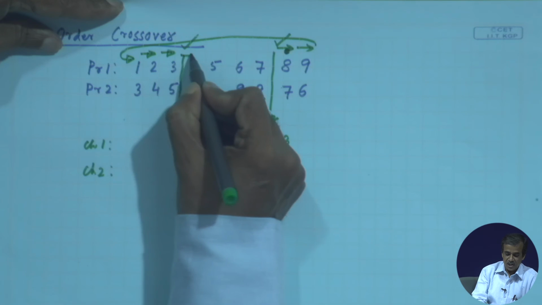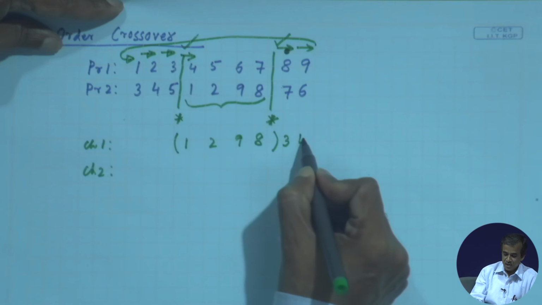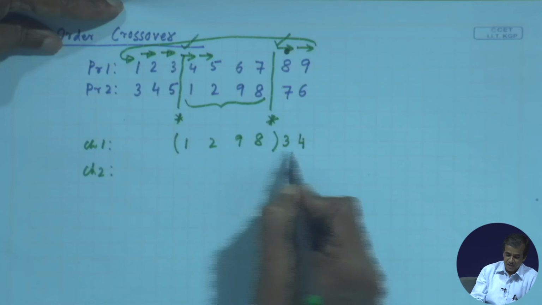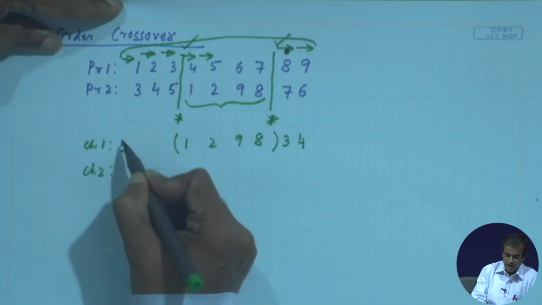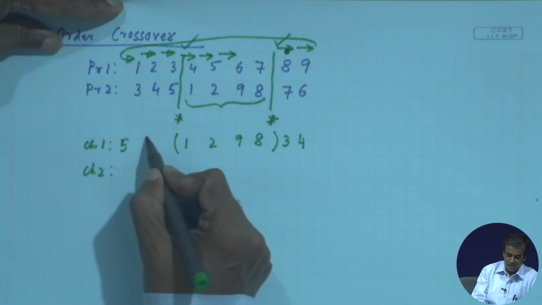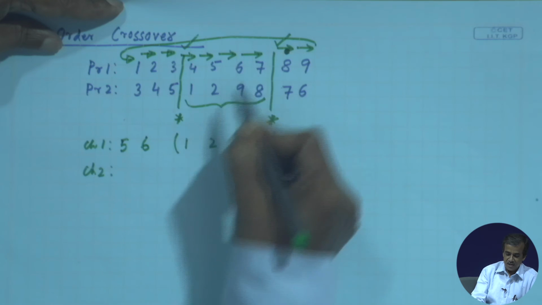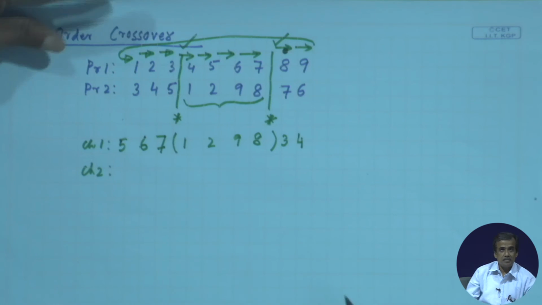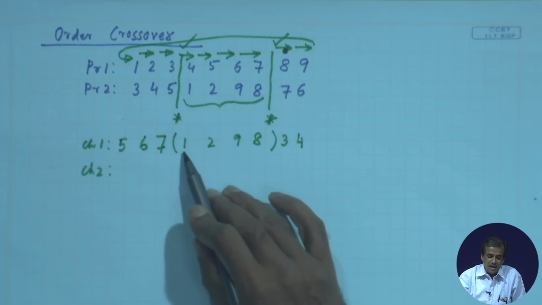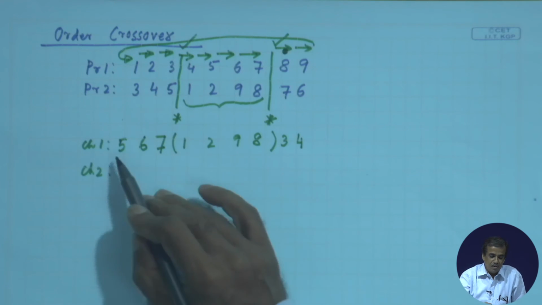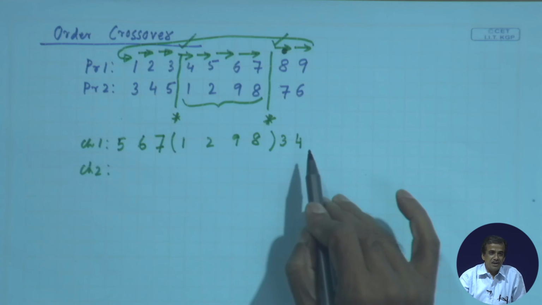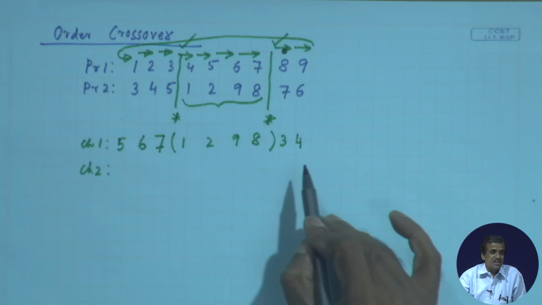Okay. The next is 4, 4 is also not there. So, you put 4 here. Next is 5. So, 5 is also not there. So, you put 5 here in this particular position. Next is your 6. So, you put 6 here. Next is your 7. You put 7 here. Okay. And now we can check all the cities have been considered like 1, 2, 3, 4, 5, 6, 7, 8, 9 and there is no repetition of the cities. You can check that there is no repetition of the cities.